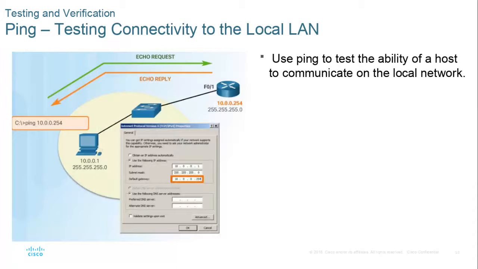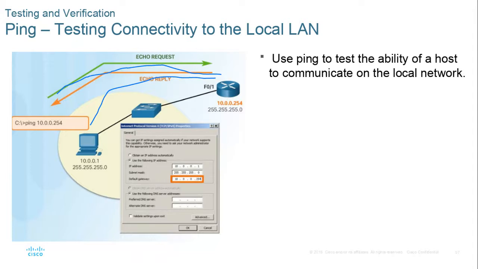Next step, I want to ping my default gateway. So I'll ping 10.0.0.254, and an echo request will be sent to the router if we have connectivity, in this case through the switch, and he'll send back an echo reply. And on my screen, I'll see reply, reply, reply, reply. I have successfully communicated with that.